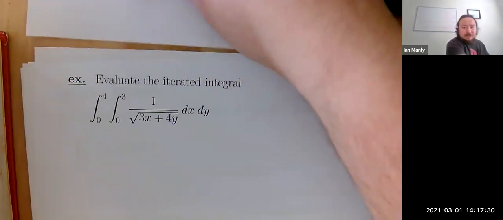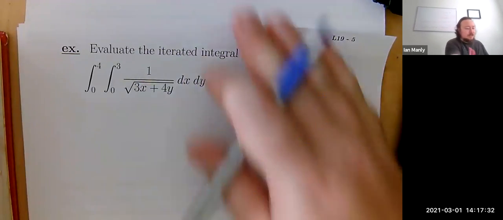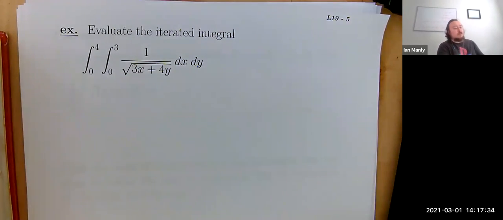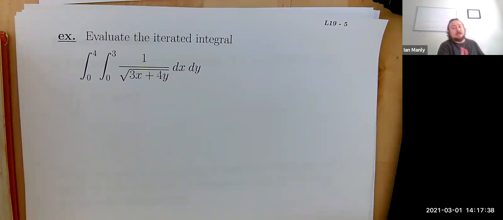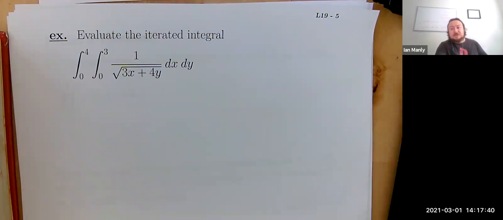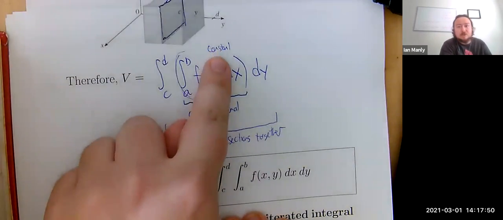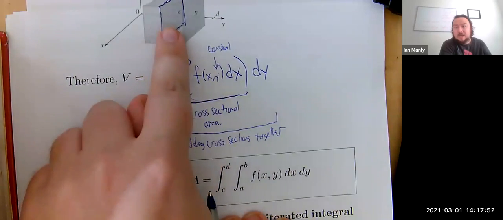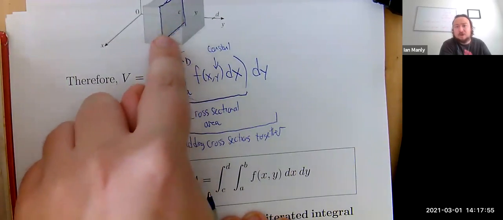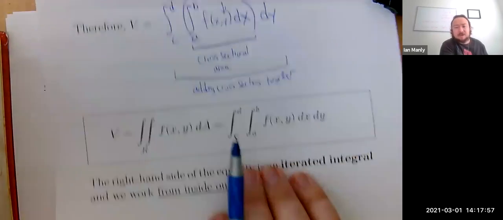So let's try a numerical example here. Let's evaluate the iterated integral of 1 over the square root of 3x plus 4y, dx dy. This is where double integrals begin to have things in common with partial derivatives. When we're doing the x integral, y is a constant value. We need to hold y constant so we can go back to Calc 1 and do an x integral here.